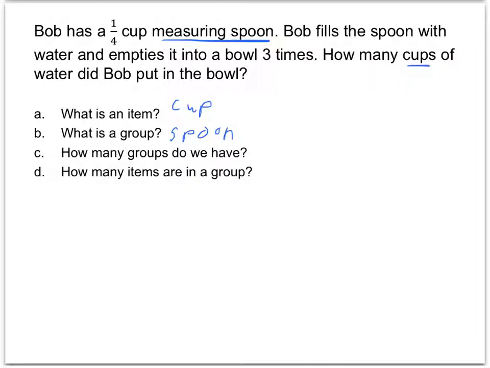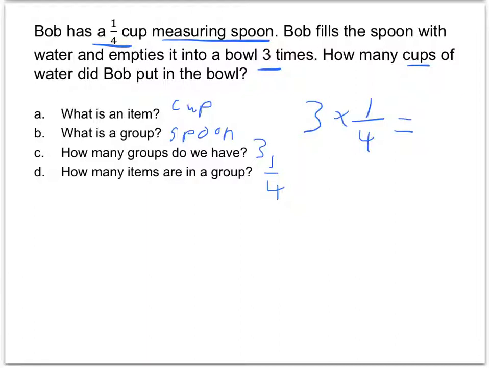And then how many groups do we have? Well, it says that we filled the spoon and emptied it 3 times. So we have 3 spoons, or 3 groups of water. And the last question, how many items are in a group? So how many cups of water are in a spoon? Well, it says 1/4 of a cup. So putting this all together, the answer is going to be 3 times 1/4.